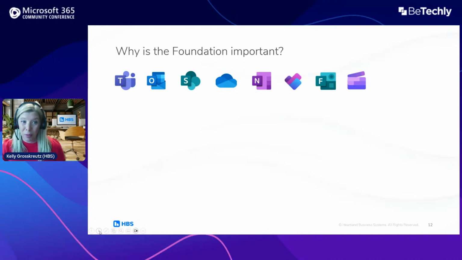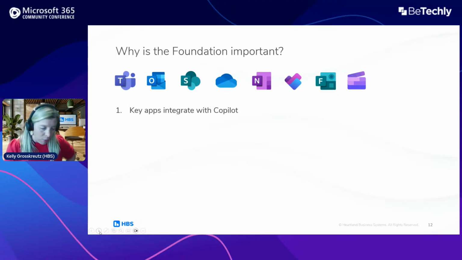Step two, or maybe it's 1.5, is focusing on the foundation. For the purposes of my licensed M365 Copilot, my foundation is going to be things like Teams, Outlook, SharePoint, OneDrive, OneNote, lists, forms, and Planner. And the thing that we are consistently seeing the need to reinforce is that these key apps integrate with Copilot.